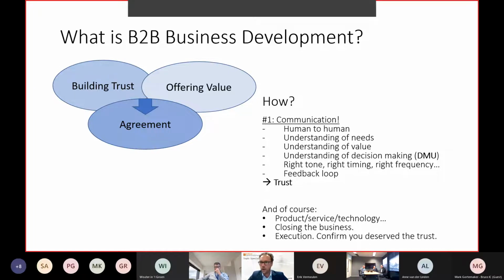Tim, a quick question. I can read understanding of needs, understanding of value, and decision making. Do you have some kind of checklist that you use within the company to be sure that you've asked all the right questions, so to say? It's not really a one size fits all checklist. No. Completely different for each project.